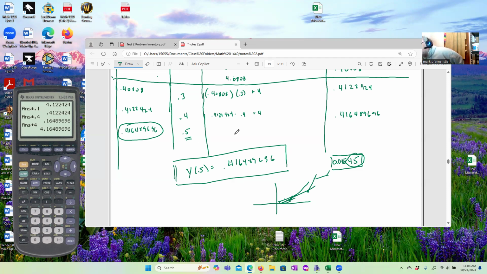Okay, so very good with all of that. I hope that helped a lot with being able to do those. You will be provided the formulas for Euler's method, just asking you to be able to perform it, and that's what we have for that.